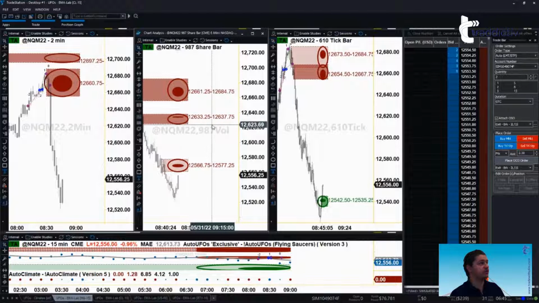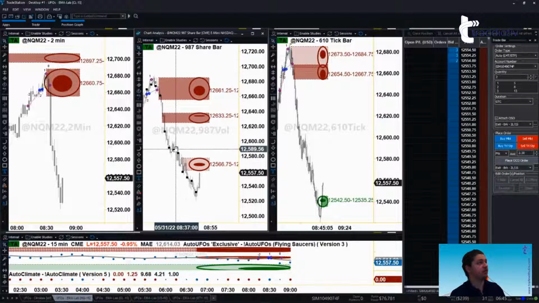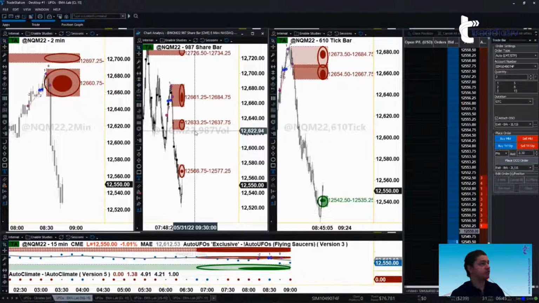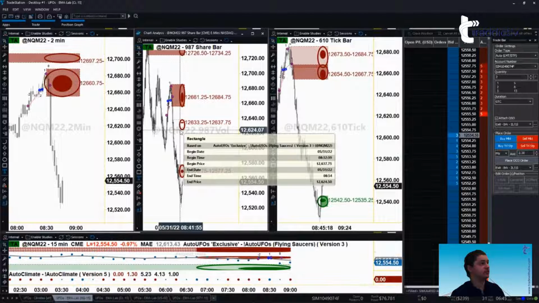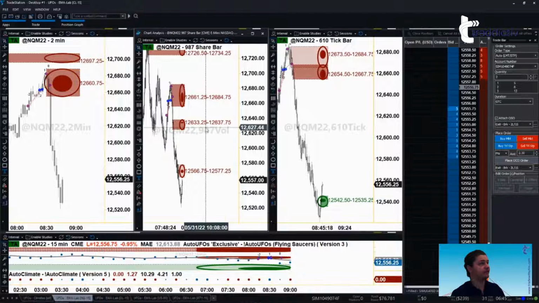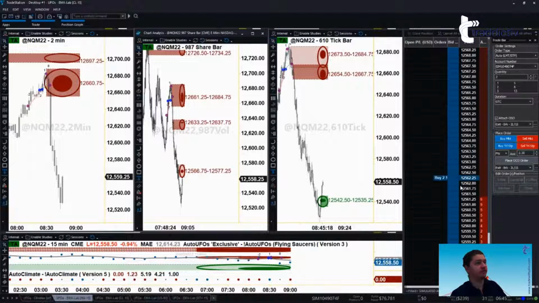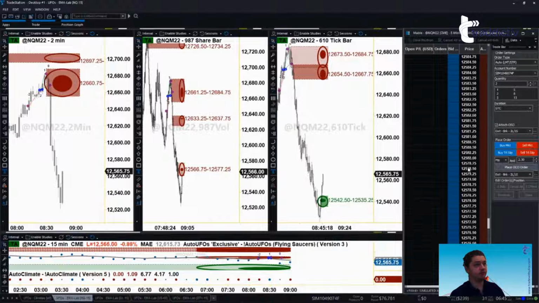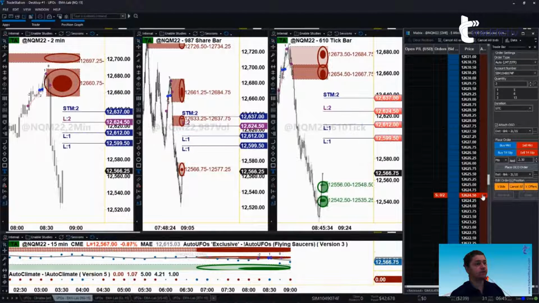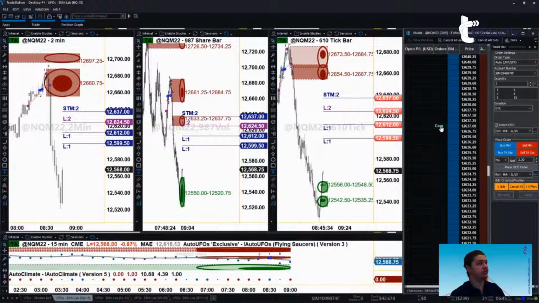So to take a trade up here, it would not be unreasonable to take a trade at 12,624.5. Again, this would be an extremely small risk trade. 37.75, so that would be at 38.